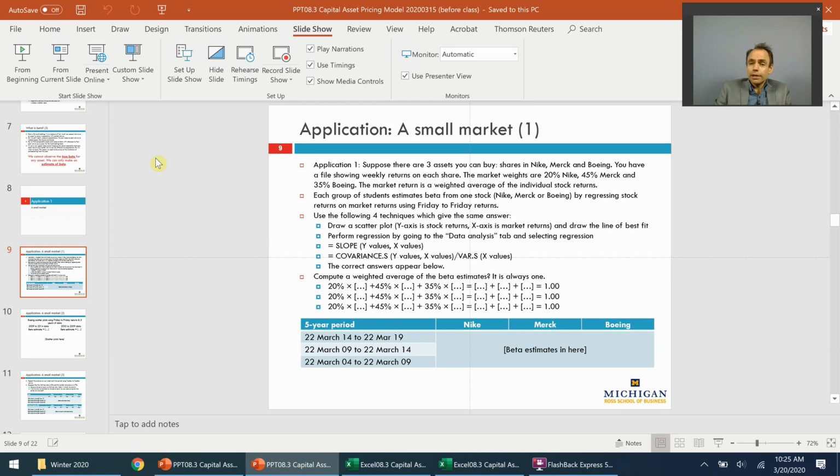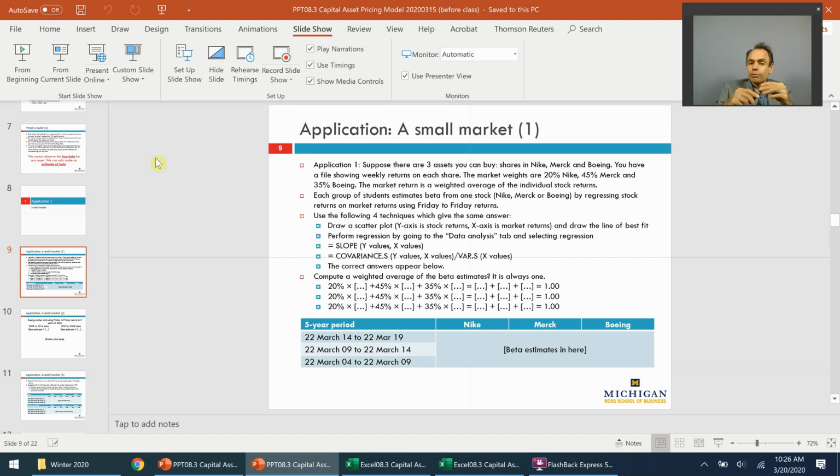We're going to use four techniques to estimate beta. We're going to draw a scatter plot in which the dependent variable on the y-axis is stock returns and the independent variable on the x-axis is market returns. Beta is the line of best fit through that scatter plot.